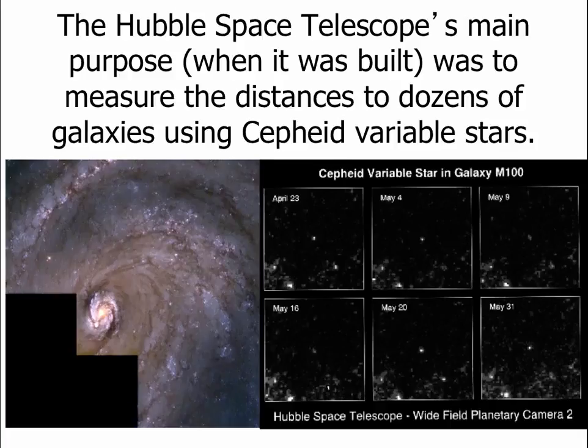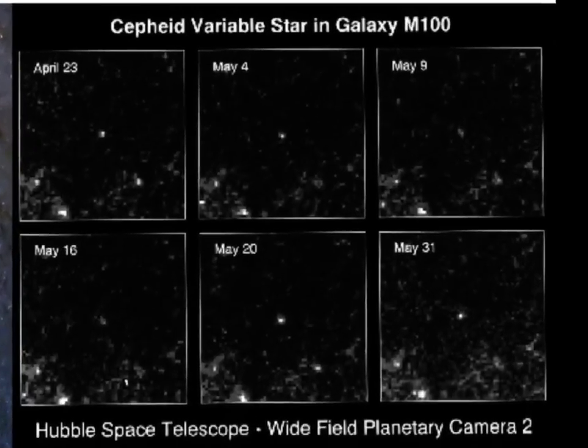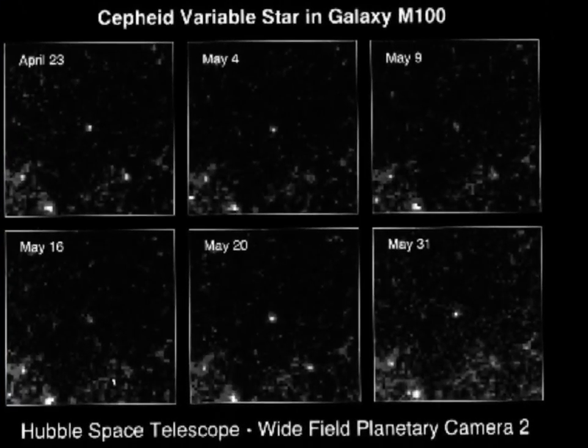And so here's a picture on the left that the Hubble Space Telescope took of a spiral galaxy called Messier 100, and on the right it's a close-up of a very tiny region in the picture on the left. You can see an individual star in this galaxy, Messier 100, and you notice that it gets fainter over time between April 23rd and May 9th, sort of hits bottom at May 9th, May 16th, and then it gets brighter again by the end of May.